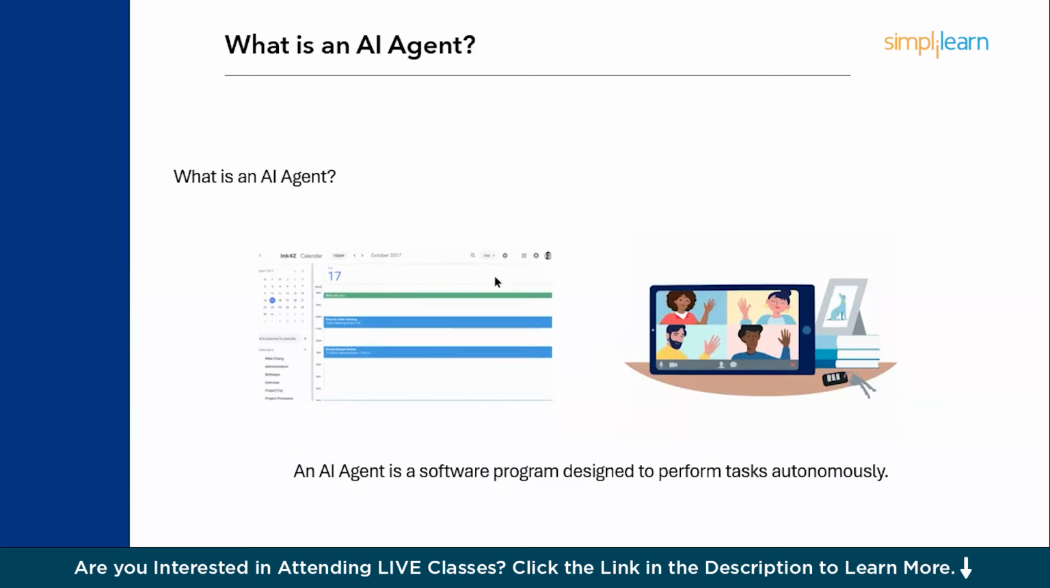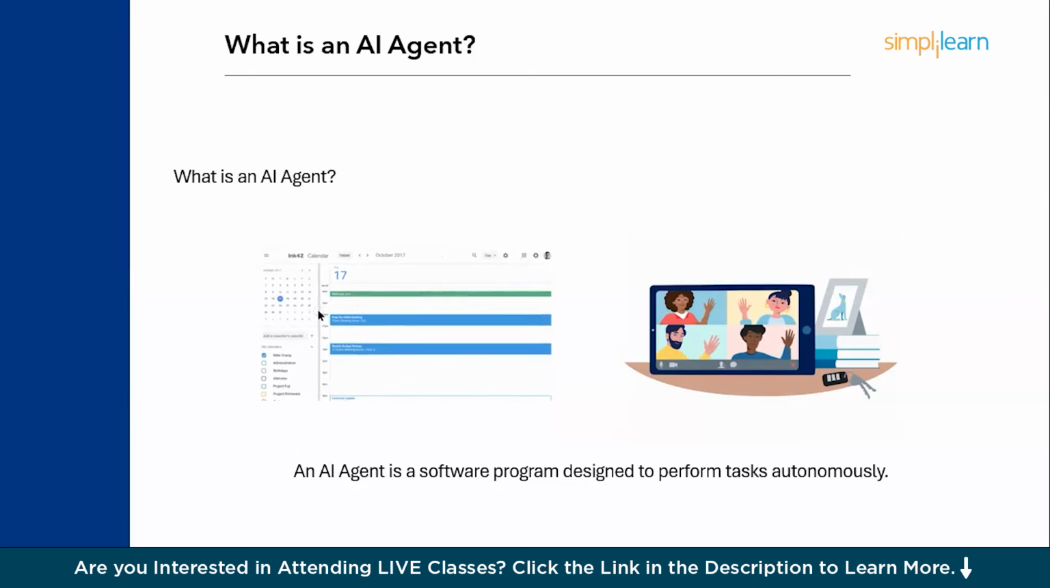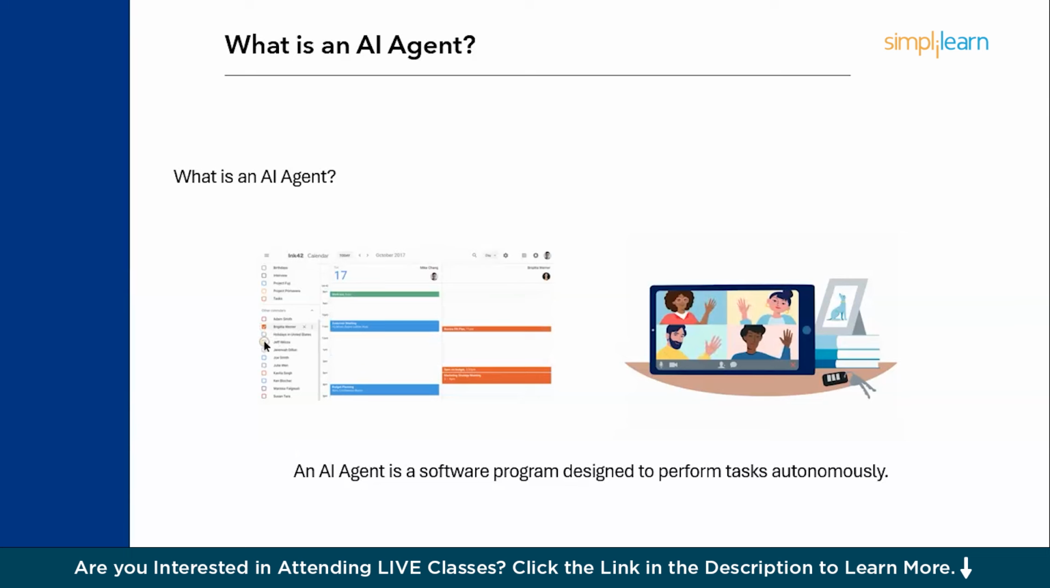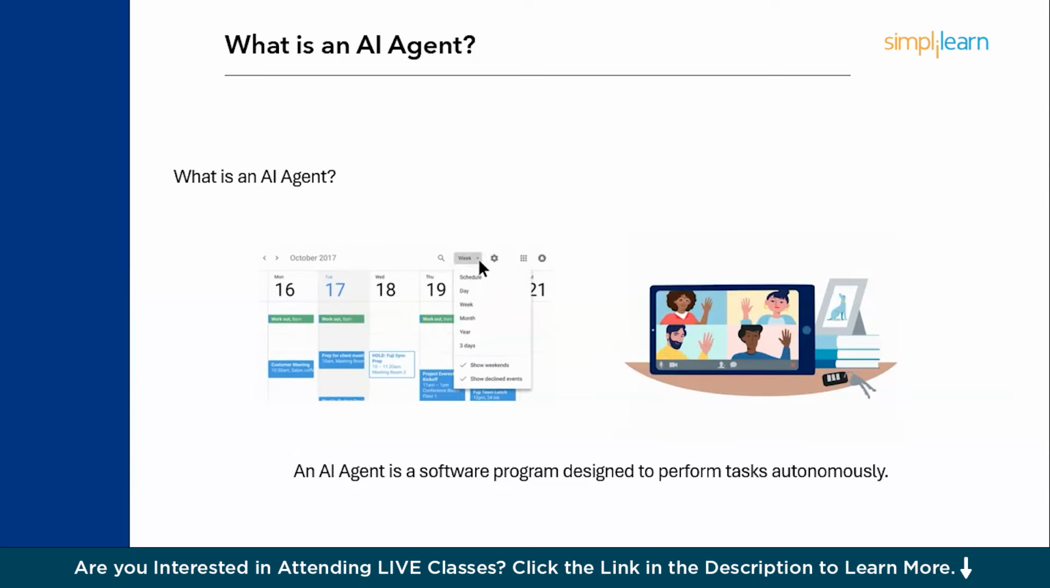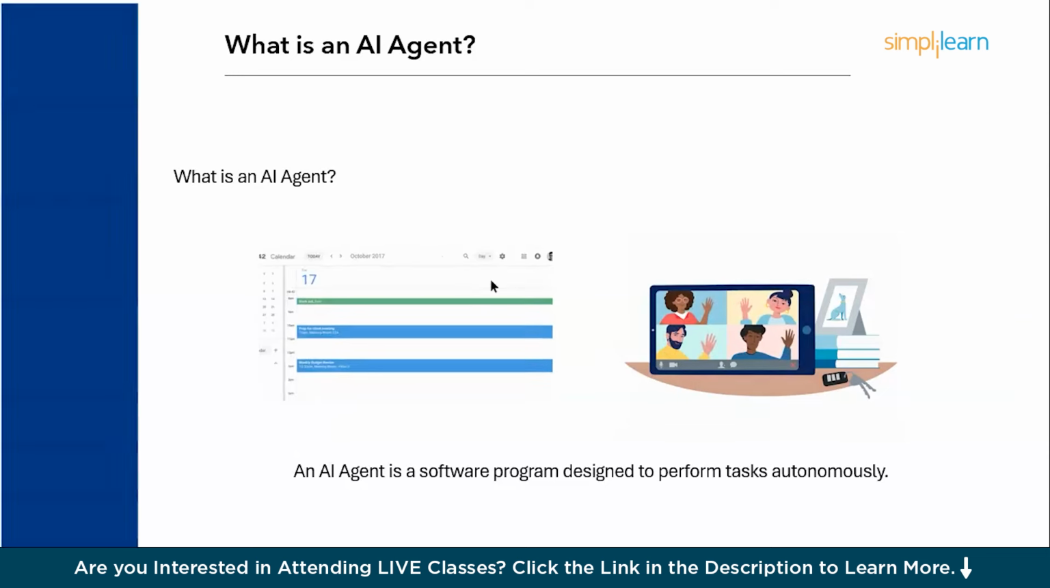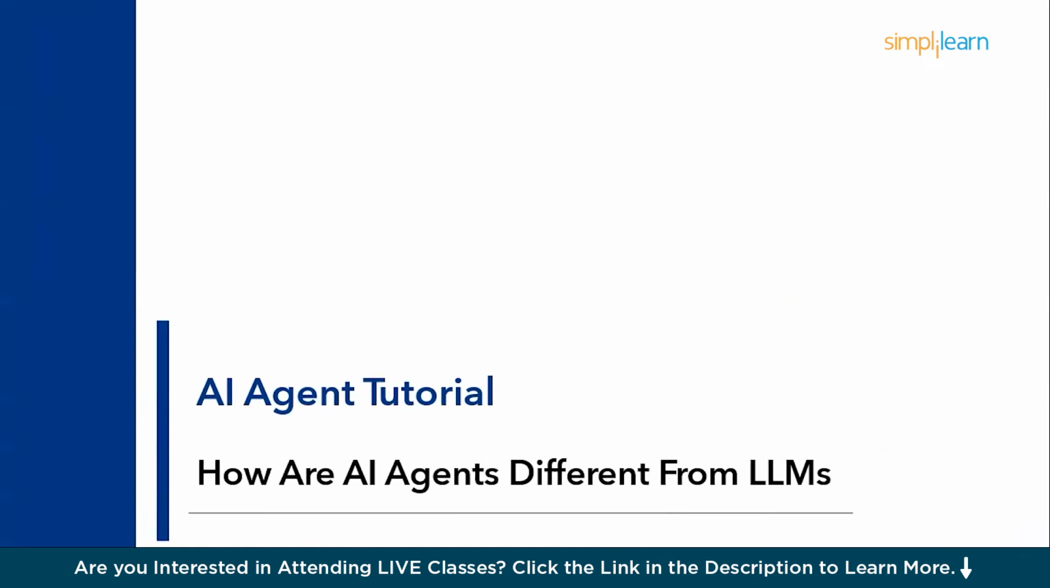In the previous case, the digital assistant will directly check for a Friday in the calendar and book a meeting for the time that you have provided, regardless of whether Tony is available or not. This is the difference between a digital assistant and an AI agent. Now, let's move ahead into the next topic of today's session, which is about how AI agents are different from LLMs.